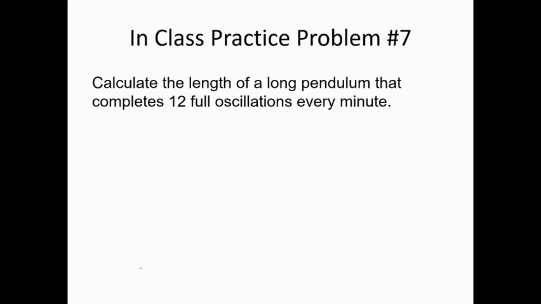So let's look at this next practice problem. It says calculate the length of a long pendulum that completes 12 full oscillations every minute. Start with our period. Our period, T, is equal to 2 pi times the square root of L divided by g. I square everything, I get T squared over 4 pi squared, and that's going to be equal to L over g.